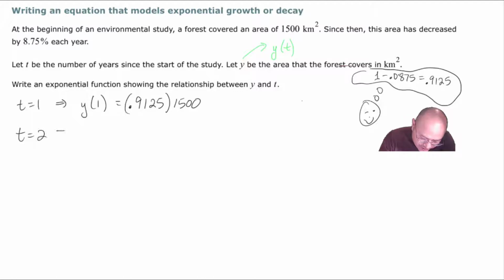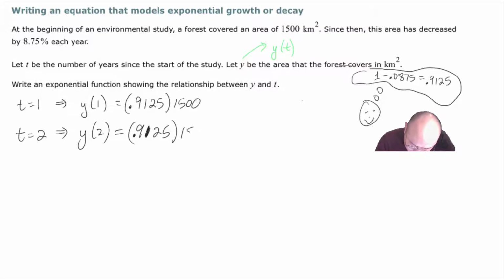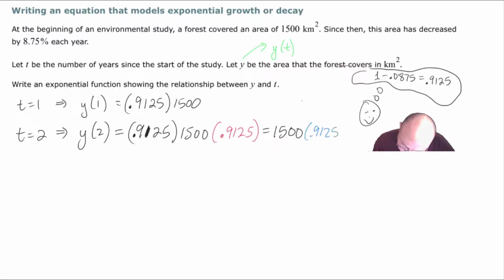Well, when 2 years go by, that means we're going to have Y of 2, the input of 2. Well, we just take the previous line, which is that, and we now multiply it by another 0.9125. So this really is the initial amount of the forest multiplied by the decimal 0.9125 raised to the second power.